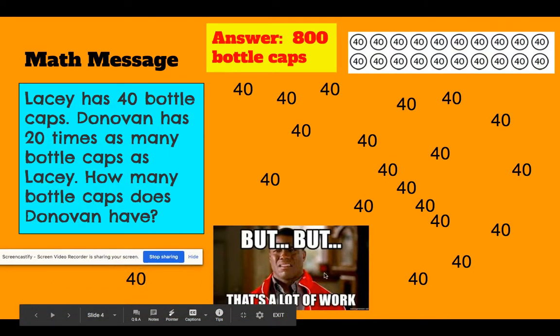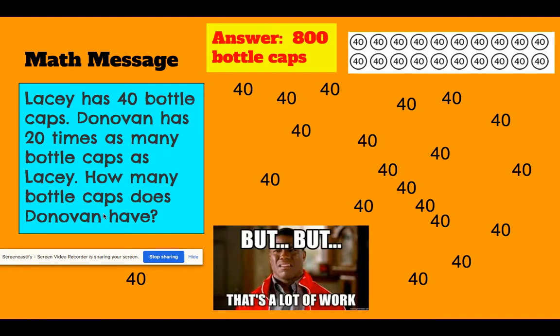So we're going to multiply, as you can figure out. You could have used the word times as a clue to help you figure out that you could multiply. But 40 times 20, yikes, those are big numbers.